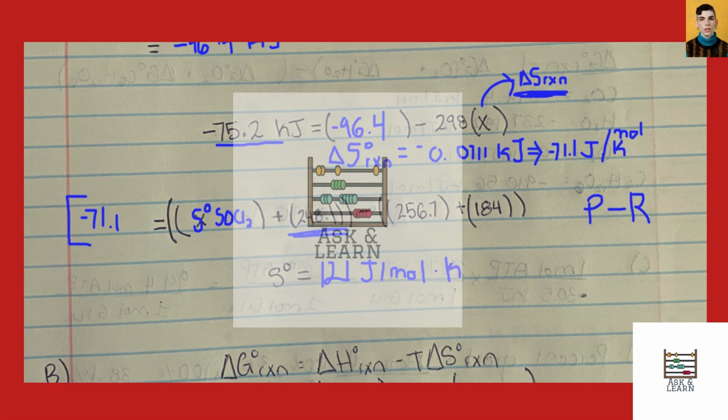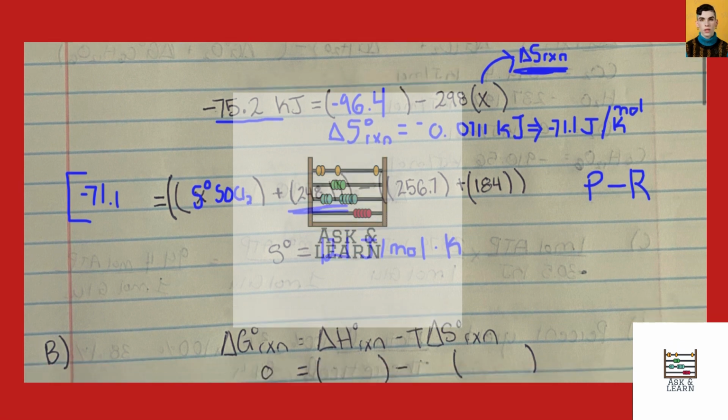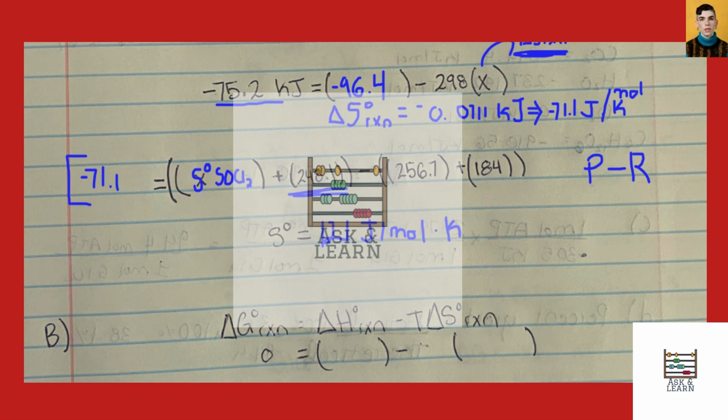Okay, so part B wants us to find what temperature this reaction will be non-spontaneous. Whenever you're asked a question like that, always remember that you want to set this formula to 0. You want your delta G to be 0. By doing that, you can solve for T, which will give you the temperature you are looking for. We found our delta H of reaction. That was negative 96.4. It was in kilojoules. Make note of the units here because we want to make sure we're using the same units on this side.